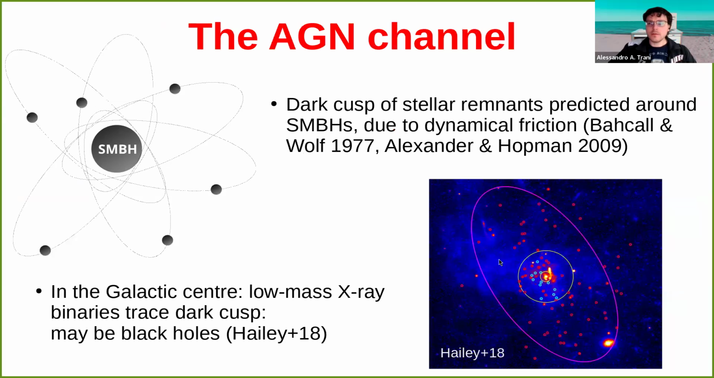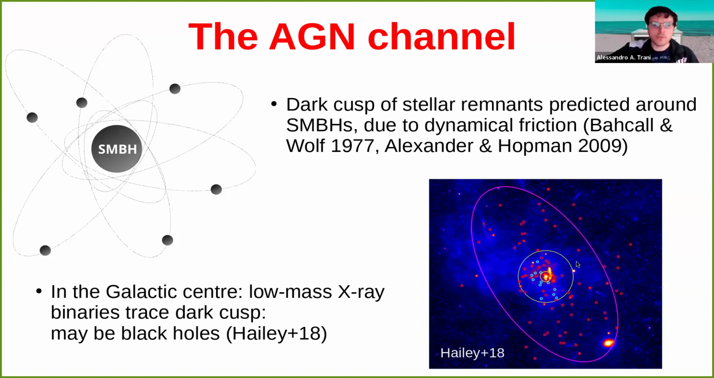A very short story of how this AGN channel works is the following. First of all, we need to imagine that a supermassive black hole resides at the center of galaxies. By dynamical processes like two-body relaxation, so long-range gravitational interactions between the stars, black holes, the most massive objects, tend to sink toward the center of the galaxy and form a cusp of black holes. This is a prediction of theory.